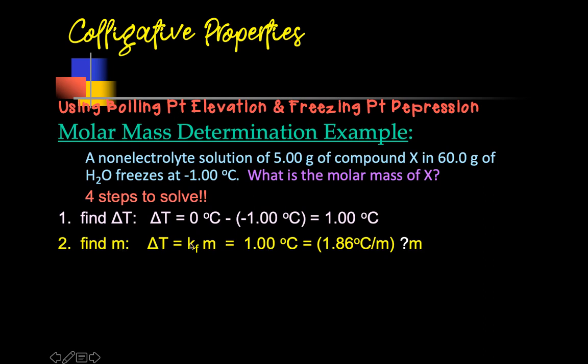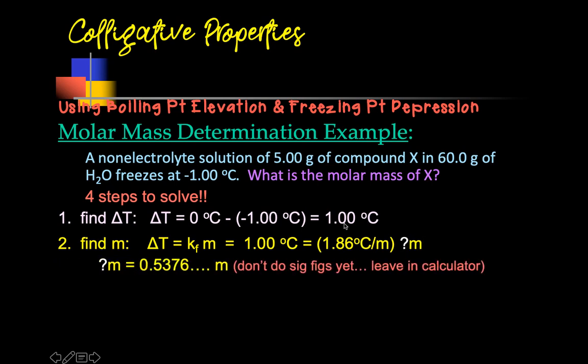We know the K value for water that was given to you in your notes, or you could look it up, is 1.86 degrees Celsius per molality, and then question mark molality. So we can solve for molality. So I'm doing basically 1 divided by 1.86. That gives me molality, and I get this number on my calculator.